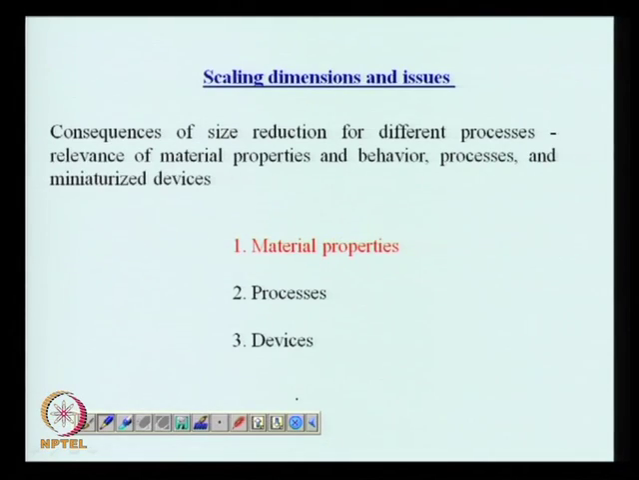One would be the material properties that we have already covered. The second would be the processes, how the processes at microscale are going to be different, are going to be affected when we reduce the scales, when we reduce the size of the device from centimeter to millimeter to micron and beyond. So, we are going to look at different processes and how they get affected due to the reduction of the device to micrometer lengths.